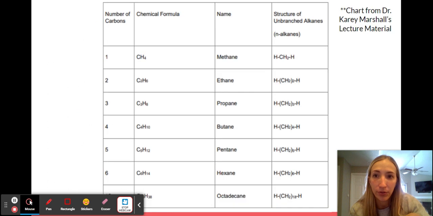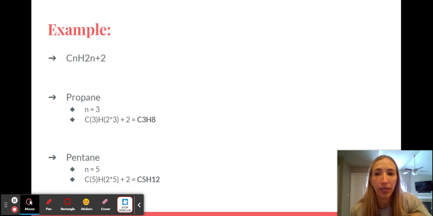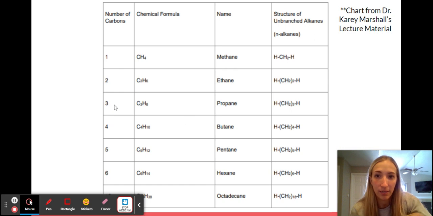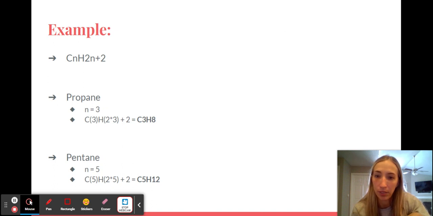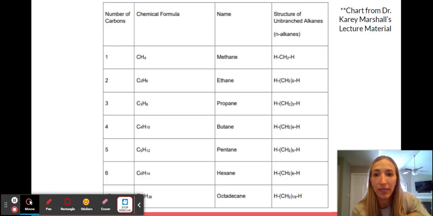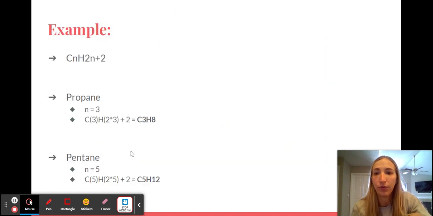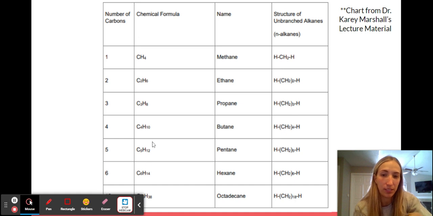So for propane, if you go back and look, propane has 3 carbons. If you plug that into the formula, C3H2 times 3 plus 2, that gives you C3H8. And if you go back to double check, that is exactly what that says there. And for another example, we did pentane. Pentane has 5 carbons in it. So you plug that in: C5H2 times 5 plus 2 gives you C5H12, which is right here, correct.